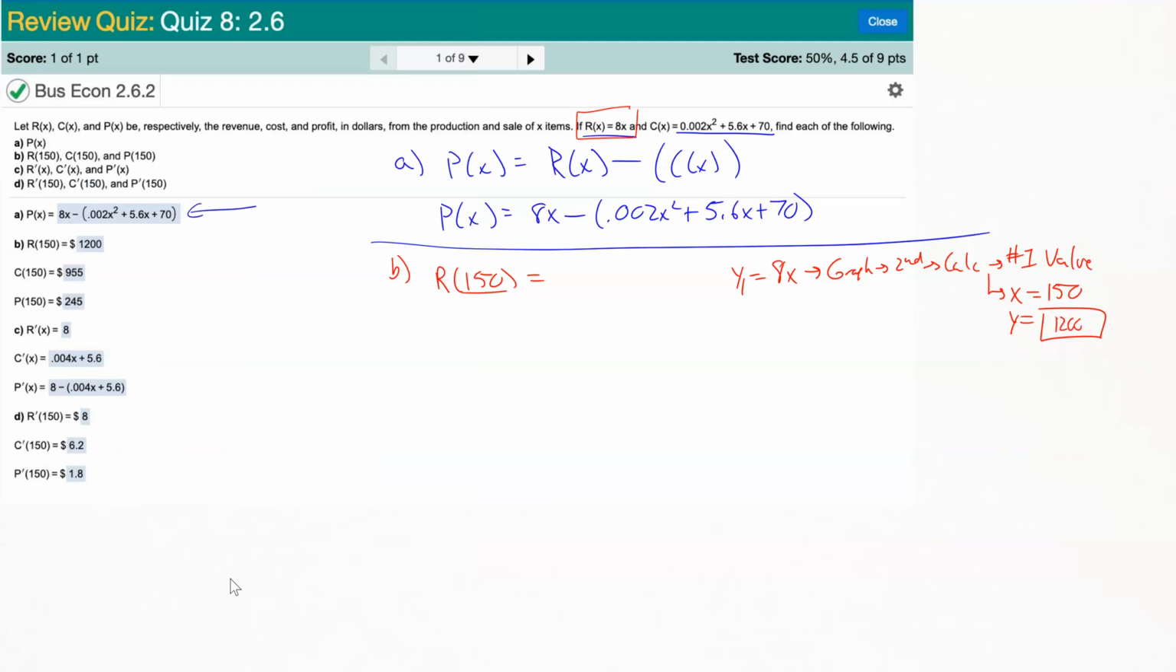Now part B wants me to do it to the cost equation, so I'll do C of 150. This time in Y1, I'm going to put my cost equation, which they give us right here: 0.002x squared plus 5.6x plus 70. I'm going to follow this same set of directions from that point forward. I'm just going to graph it and do a second calc value. Again, I'll do it at 150, and whatever the Y equals out of there is again going to be the answer to the problem.